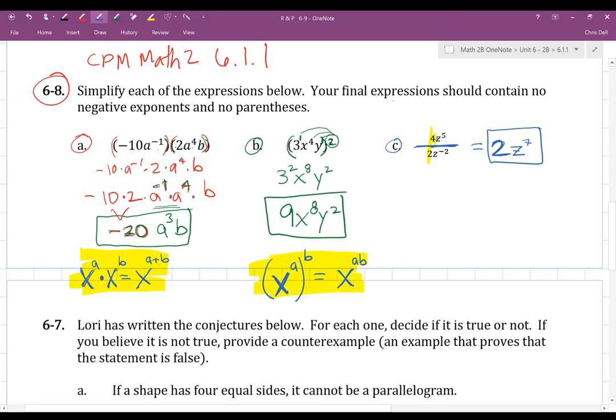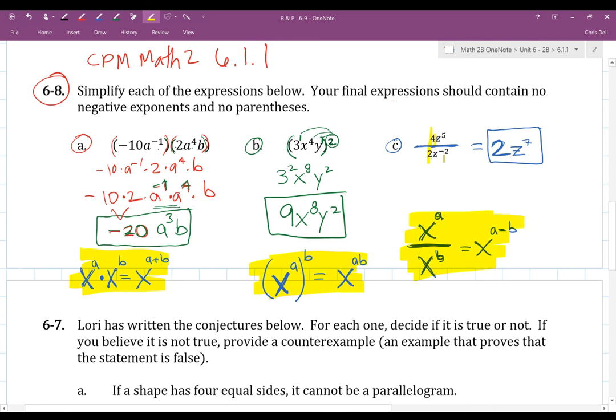Why is that? Let me show you another rule. If I take x to the a and divide it by x to the b, I have the same base, x, but different exponents, and I'm dividing them. The base stays the same and I subtract the exponents. So x to the a divided by x to the b is x to the a minus b. That's another exponent rule.